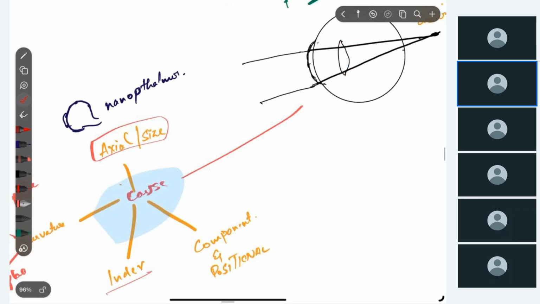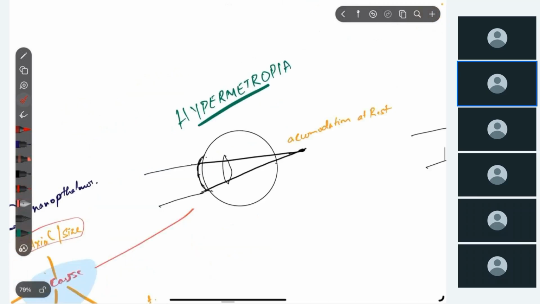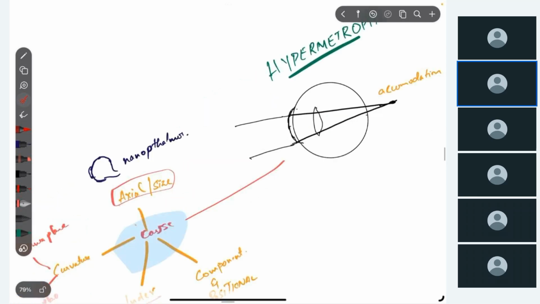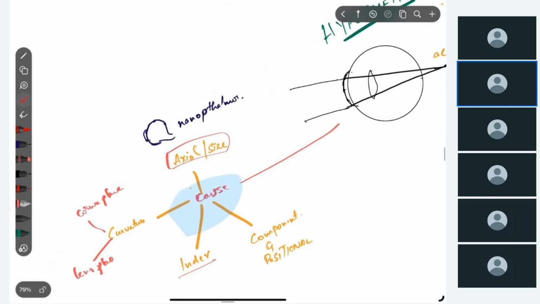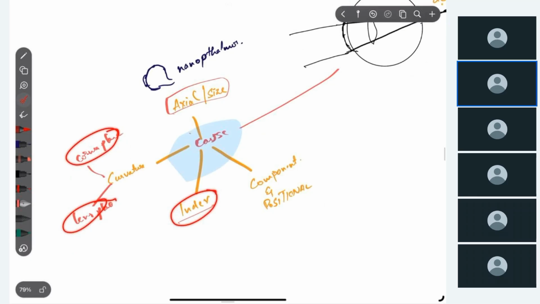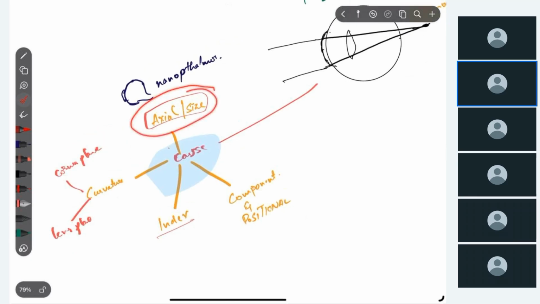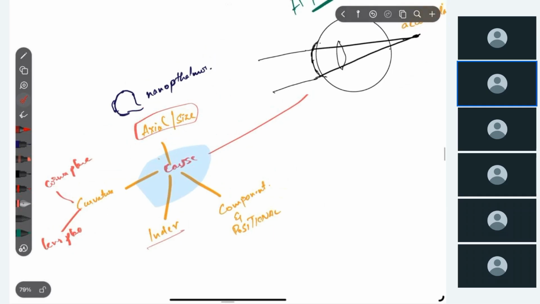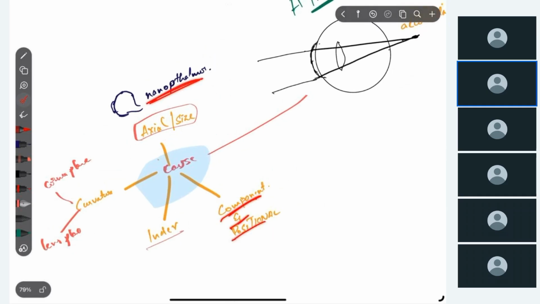So if I briefly summarize it, what is hypermetropia? Hypermetropia is decrease in the power of the eye, or the light rays which are entering into the eye are focused behind the retina. The causes for decrease in the power of the eye are decrease in the curvature of the refractive media, that is cornea and the lens, cornea plana, lens plana. You decrease the refractive index, you decrease the size of the eye, you move the screen forward, that is nanophthalmos, or you displace the lens forward in lens displacement. These are the causes for hypermetropia.